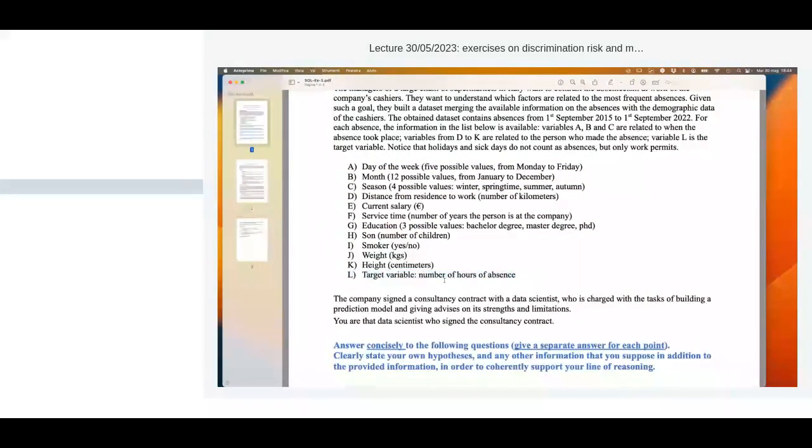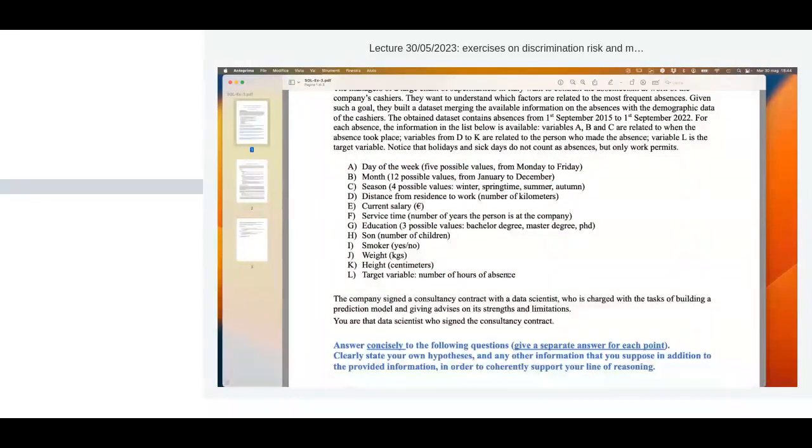Let's try to rephrase. I hope it is clearer. If my target variable is the number of hours of absence, what can I predict? The number of hours of absence, the longest absences I can predict. Okay? Not the most frequent absences. This is totally different.